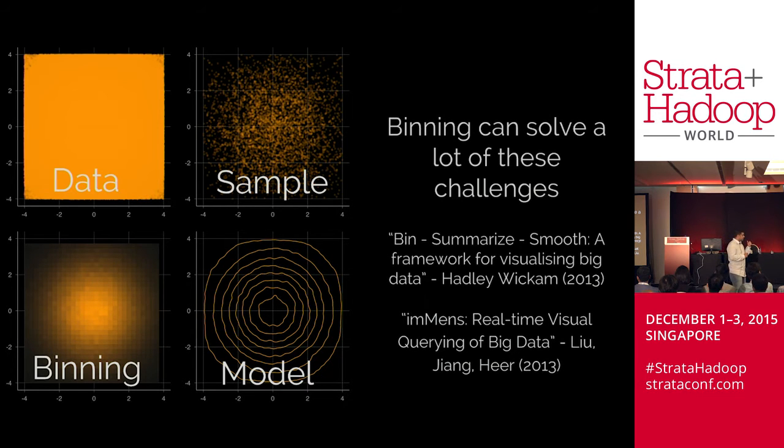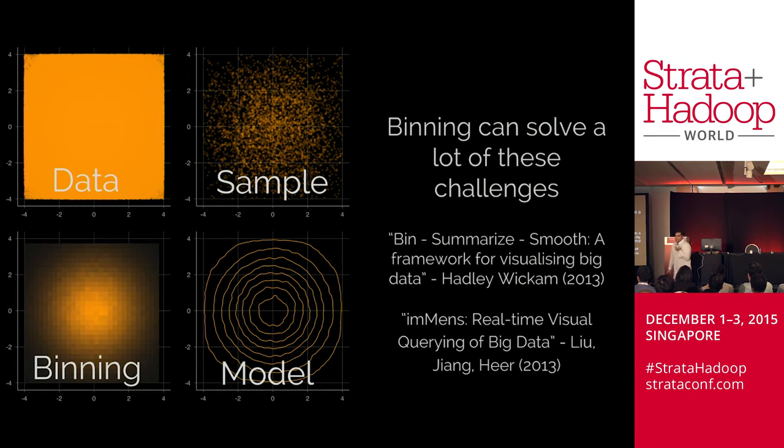So binning is one way to do this, and there are a couple of good papers if anybody wants to read. "Bin-Summarise-Smooth" by Hadley Wickham, who basically takes a MacBook Air or a MacBook Pro with 16 GB of RAM and visualizes 100 million data points. Or even Jeffrey's team has this paper called imMens, which is real-time visual querying of big data, and they look at how binning in a very interactive way could actually do that. So those two are really good.